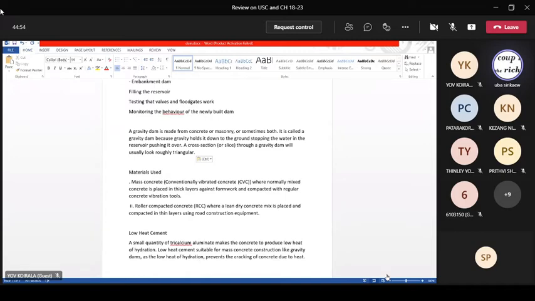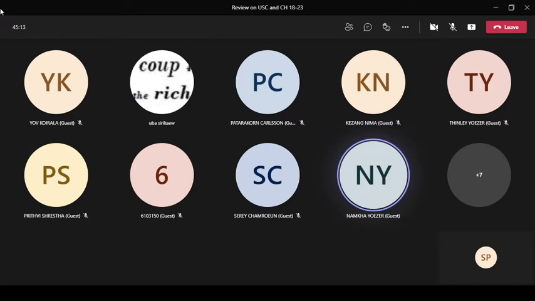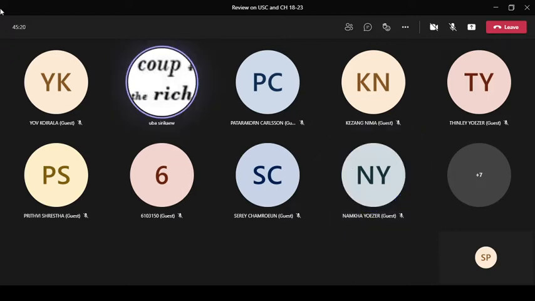Okay, so what about Namkha? Yes, Ajahn. Why do they use low heat cement? Tell me. Why do they use low heat cement?